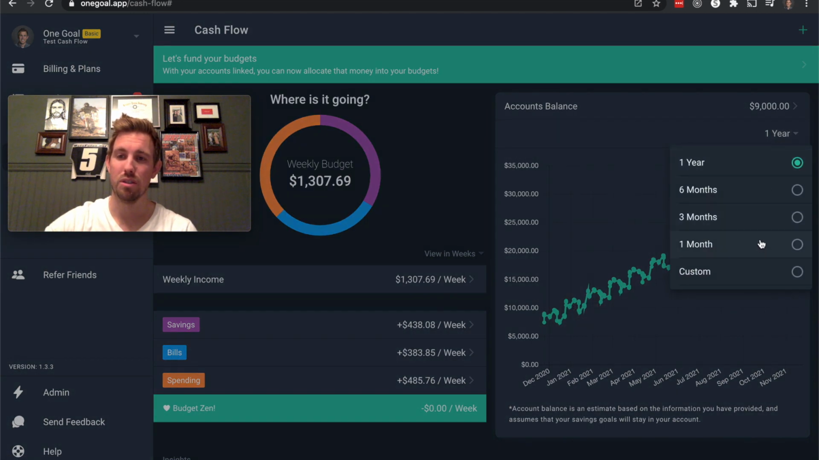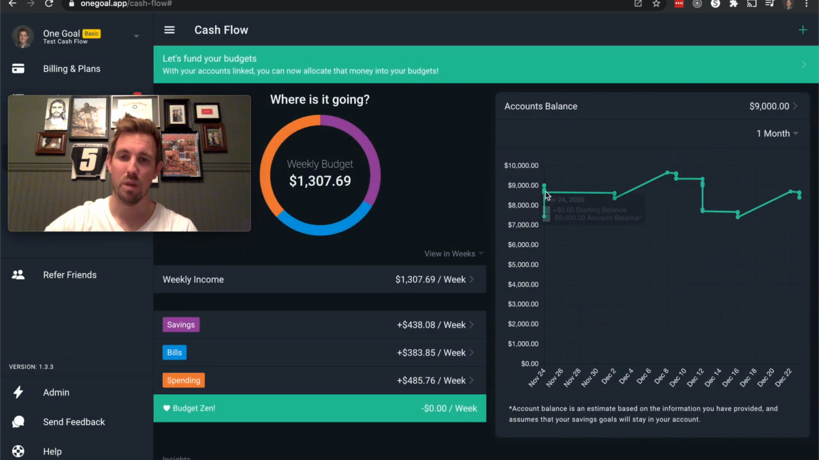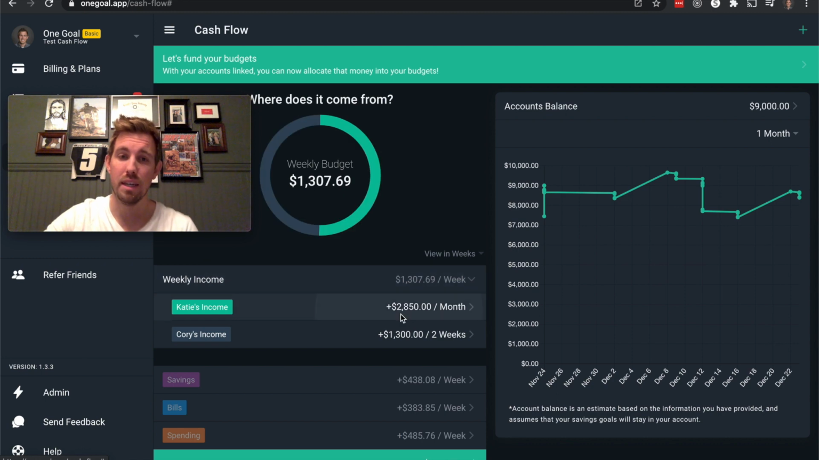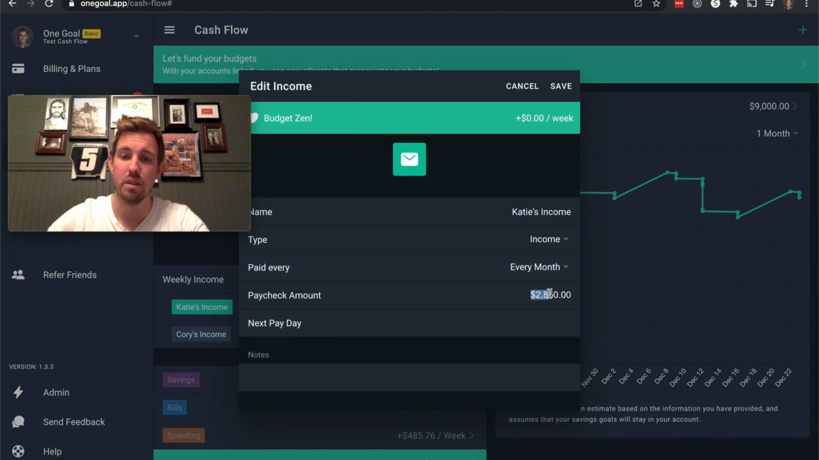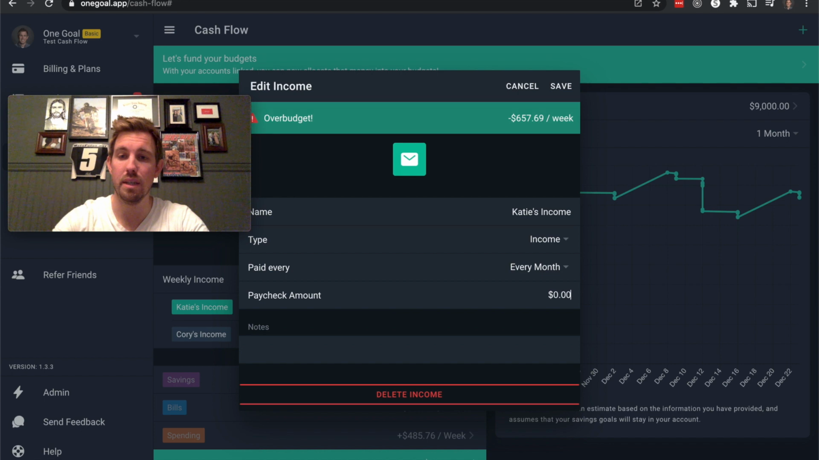If I change this to a month, it might make more sense. I can see when bills hit my account, the numbers drop, and when my income comes in, the graph goes up. This view can be really helpful if you're trying to understand if there's ever a time that your account balance gets dangerously low.